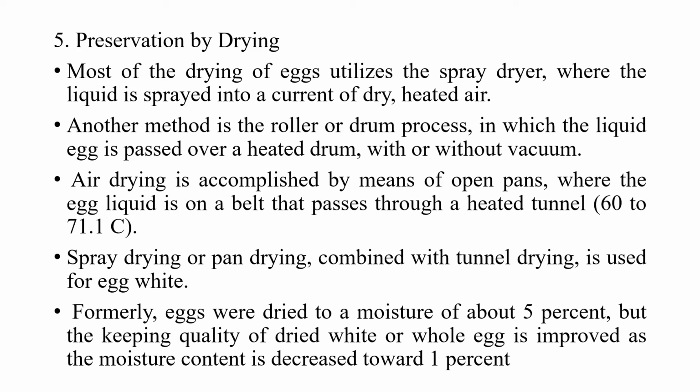The spray drying or pan drying combined with the tunnel drying is mainly used for the egg white, and the eggs were dried to a moisture of about 5%, but the keeping quality of the dried white or whole egg is usually improved as the moisture content is decreased towards 1%. Another important method is the preservation by drying, and different dryers can be used for the drying of the egg.